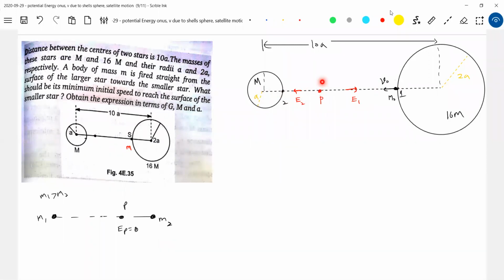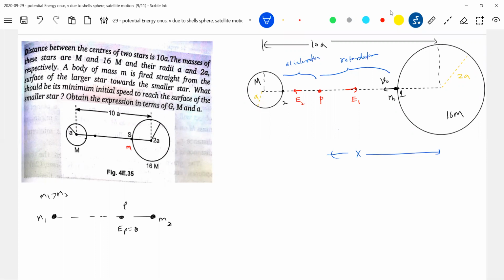So what is the type of motion from here to here? Retardation. Here, accelerated motion. So from where to where should I project? Sorry, this is retarding motion. If it can just reach point P, that is enough, because it's asking for the minimum. I don't know where point P is, so I'll calculate that distance x. Let me locate that point.